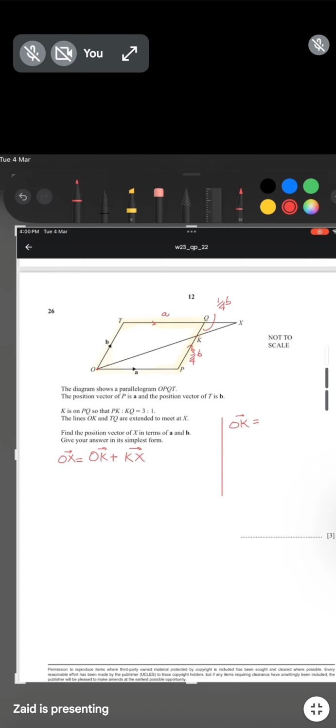So now I can find OK. OK is going to be OP plus PK. OP plus PK. So OP is A plus 3 over 4 B. All right, this is okay.